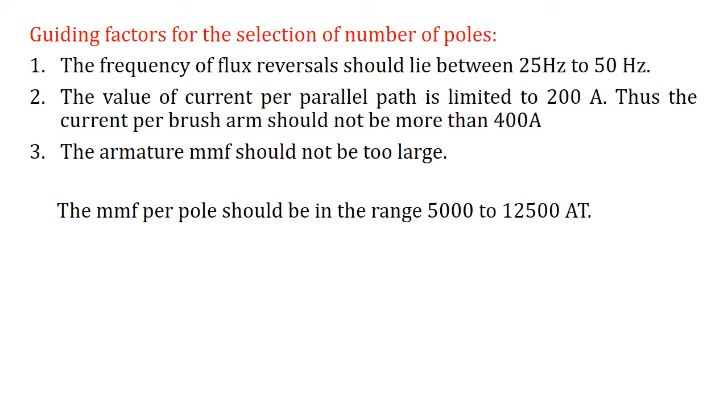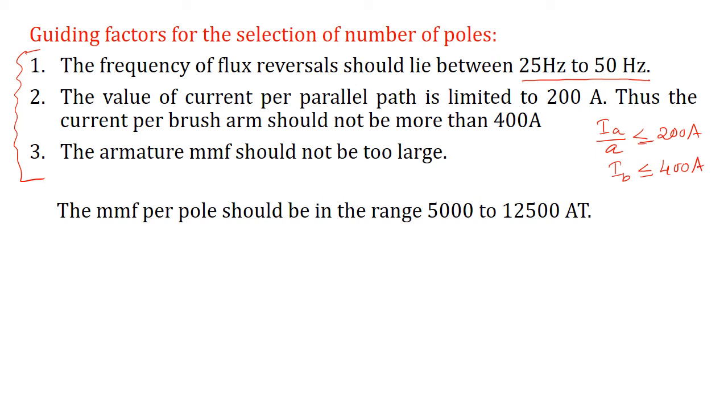These are the guiding factors or guidelines for the selection of number of poles. These are to be kept in mind when we design the number of poles and do the problems regarding the selection of number of poles. First one is the frequency of flux reversals F should lie between 25 Hz to 50 Hz. And next, the current per parallel path, that is IA by A, should be less than or equal to 200 ampere. Similarly, current per brush arm should be less than or equal to 400 ampere. This is the condition.